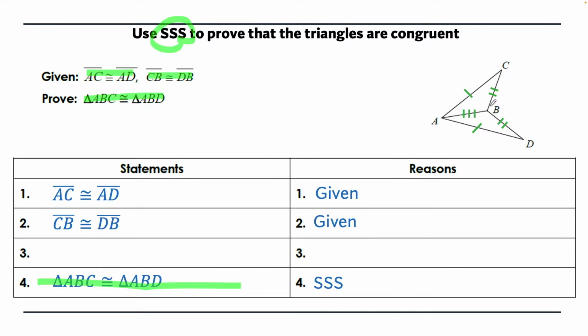See AB? They share that side. And if they share the side, well, then the side is congruent to itself. That's weird, but hear me out. So AB is congruent to AB. That's our statement because they share that side. And the reason is the reflexive property. Seems a little silly to write that down, but it's important to cover each piece of information you need in the proof.